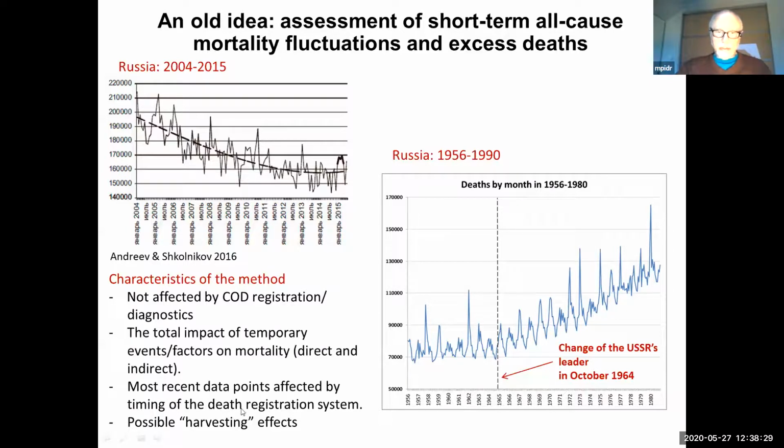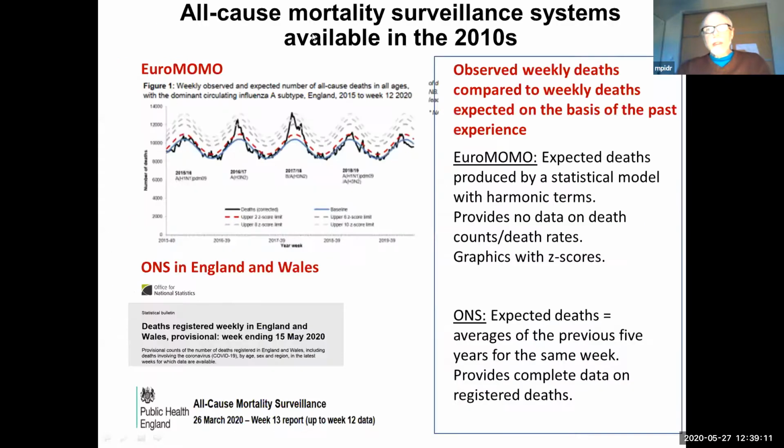Another thing is that it depends on timing in the work of the registration system. And usually the most recent weeks suffer from incompleteness. And there are possible harvesting effects, which is a very well known effect: after elevation of mortality, it may go down very much, or vice versa. After a period of low mortality, mortality might increase.